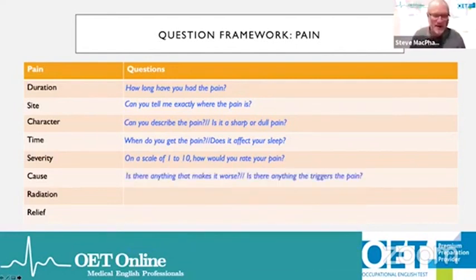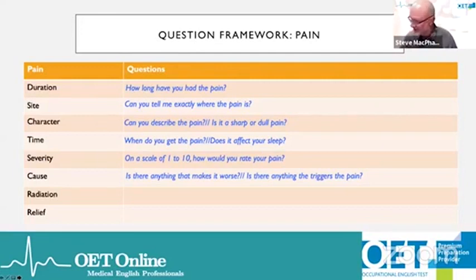And I've got one of my favorites here, beginning with, is there anything? Is there anything that makes it worse? Is there anything that triggers the pain? Is there anything that makes it better? Using that, is there anything, that structure is very effective here. What triggers the pain? Good, Carls. I said, and what do you think, just missing is, what do you think is causing your pain?